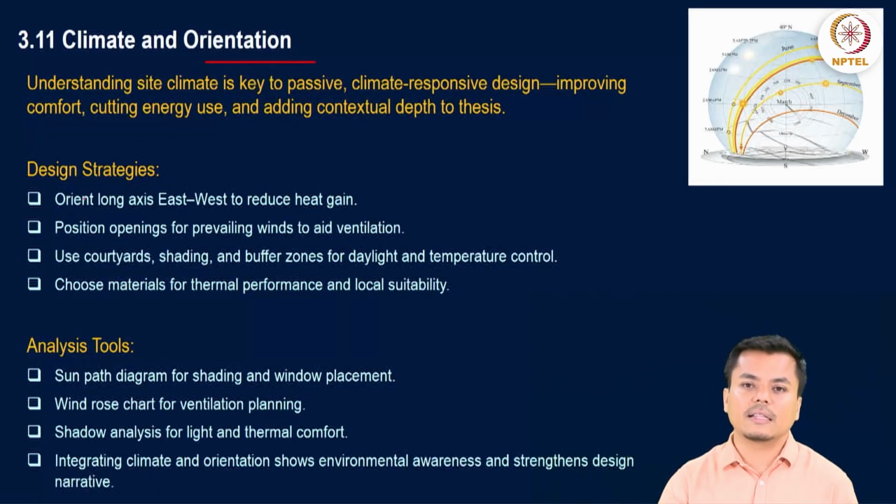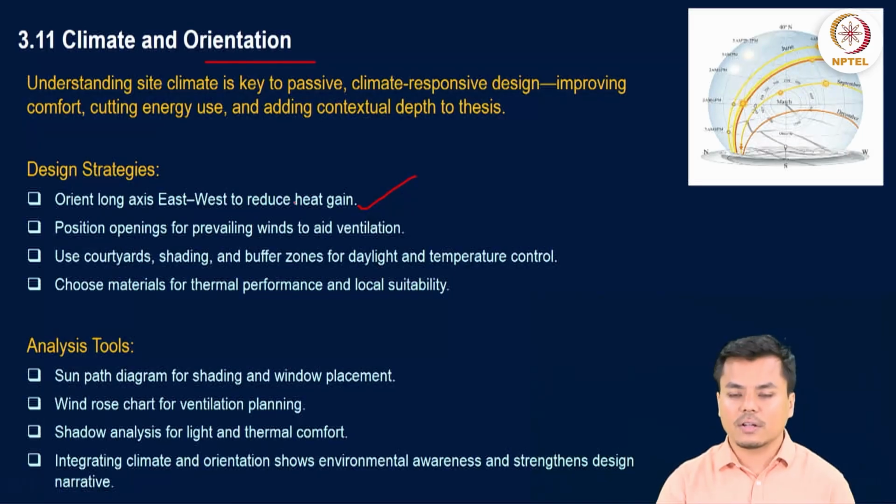The design strategies in this case would be to orient towards the long axis, that is east-west, to reduce heat gain. But this is only applicable for cities which experience harsh summers. If your building is in a very cold and sunny, or cold and cloudy climatic region, then your building has to orient along the north-south axis, so that you are able to trap maximum sunlight. Position openings for prevailing winds to aid ventilation.